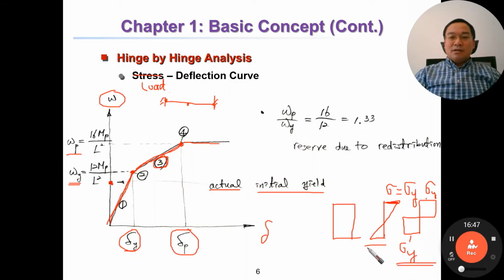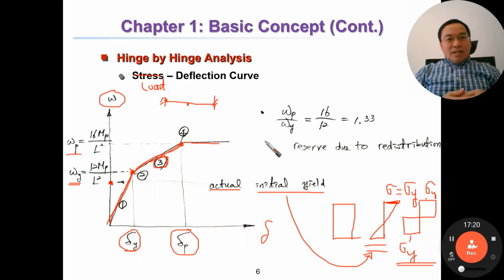So this is fully plastic of the section. The actual initial yielding is here, corresponding to this state, sigma equal to sigma y, and this part is still elastic. But at this point, it is fully plastic of the section.